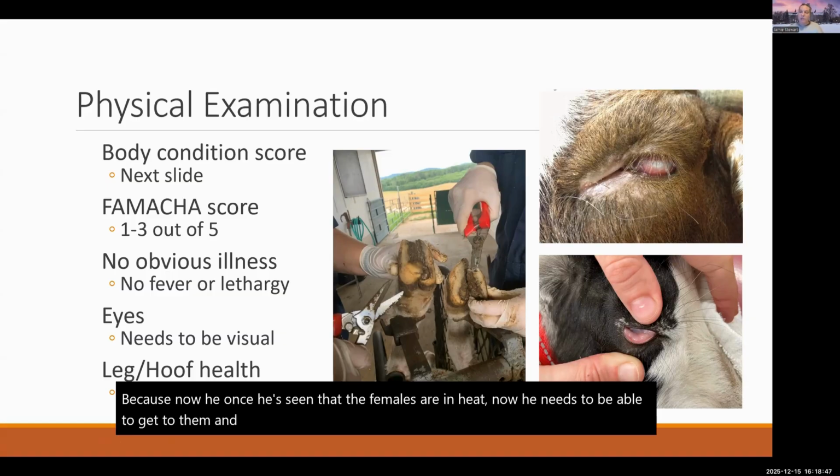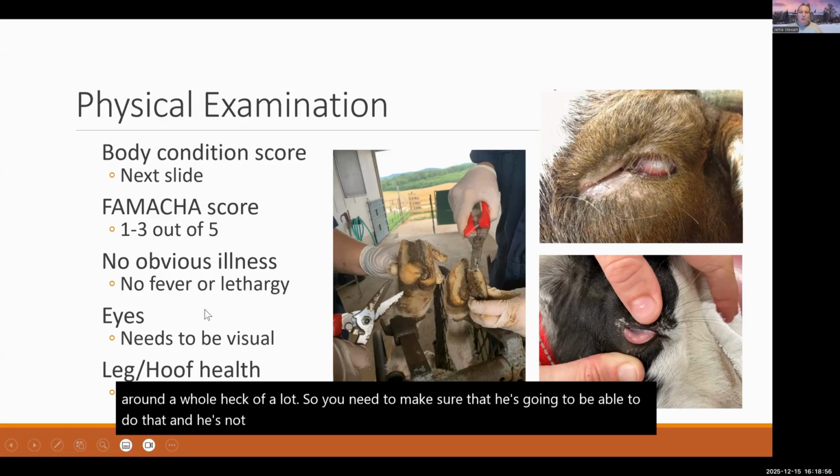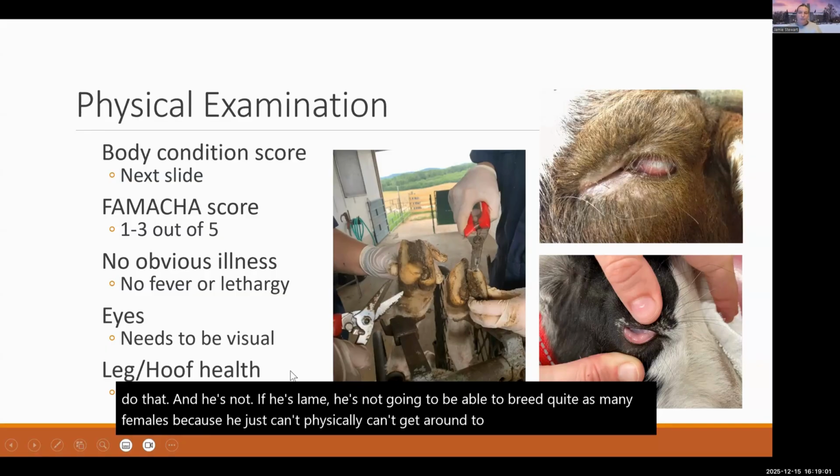And especially if you're in a pasture situation, he might have to move around a whole heck of a lot. So you need to make sure that he's going to be able to do that. And if he's lame, he's not going to be able to breed quite as many females because he just physically can't get around to them.